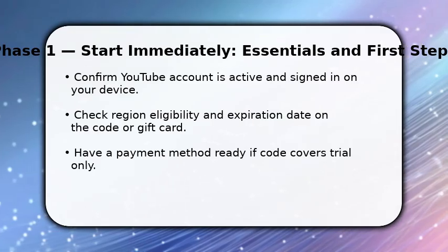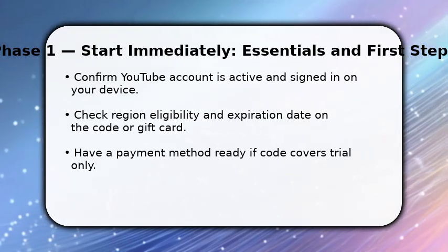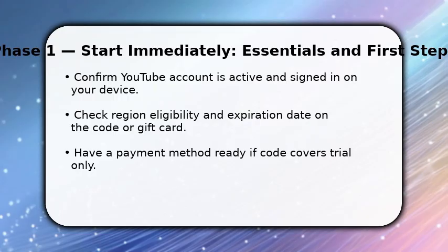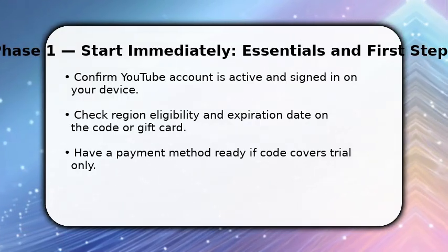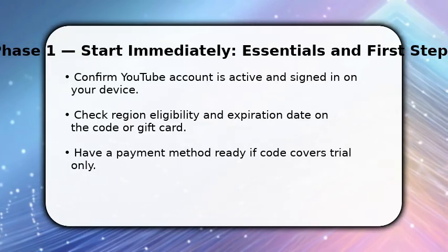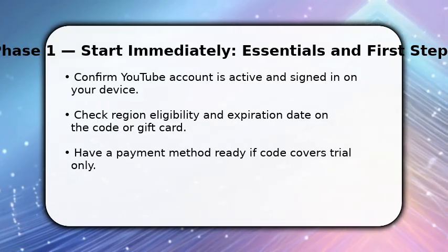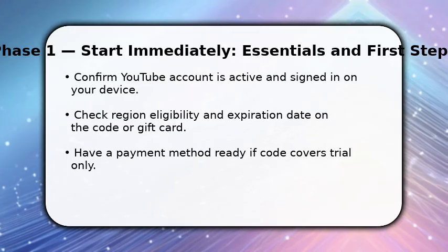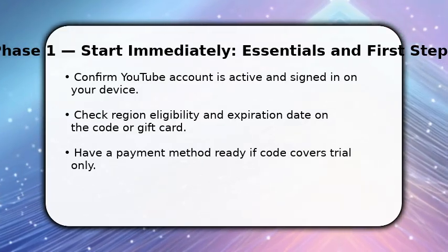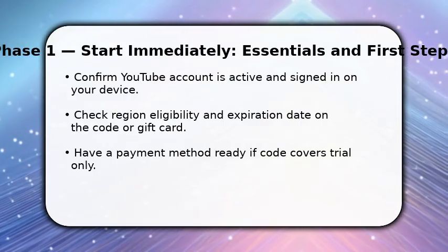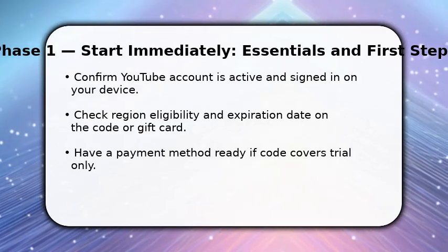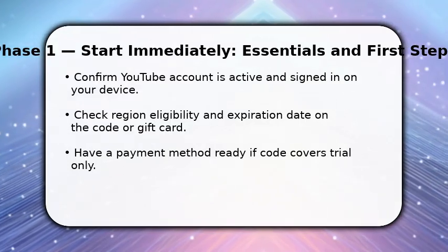Enjoy the video. You start with essentials. Sign into your YouTube account on the device you will use and locate the promo or gift code. You should confirm the code's region and expiration now because invalid region blocks redemption. Once done, make sure a valid payment method is on file in case the code is for a trial that auto-renews. This prevents interruptions. Now open the YouTube app or a browser. You're ready to begin the redemption flow immediately.